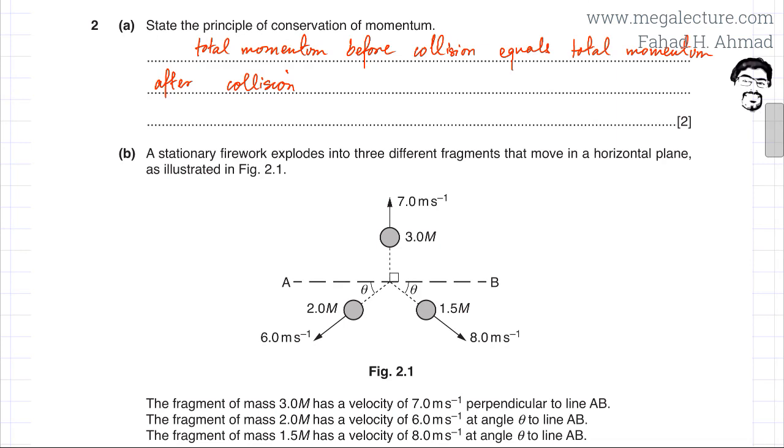Moving to the next part of the question, part B. The question states that there is a stationary firework that explodes into 3 different fragments that move in a horizontal plane as illustrated. So you have 3 particles after the explosion: one with a mass of 3m traveling at 7 meters per second, another with a mass of 1.5m traveling at 8 meters per second, and the third with a mass of 2m traveling at 6 meters per second.